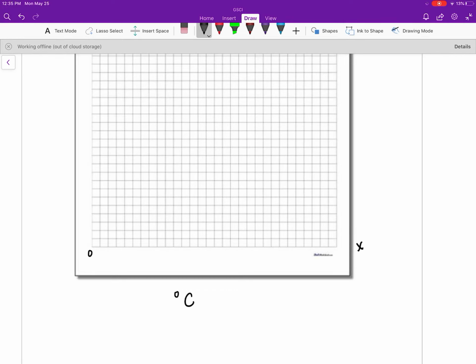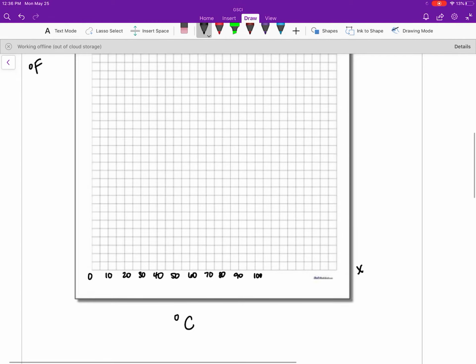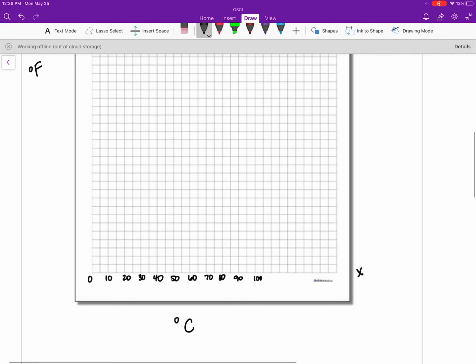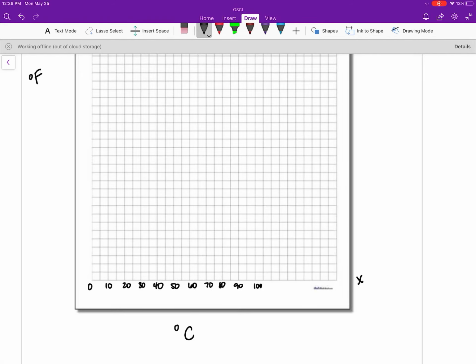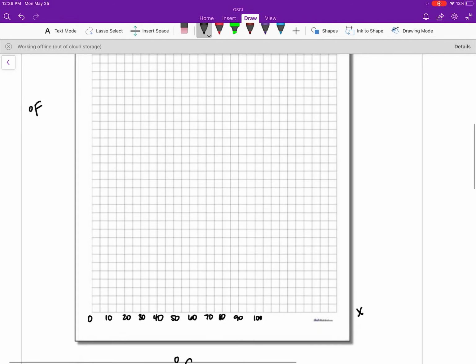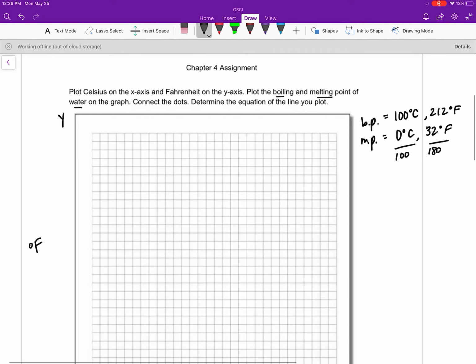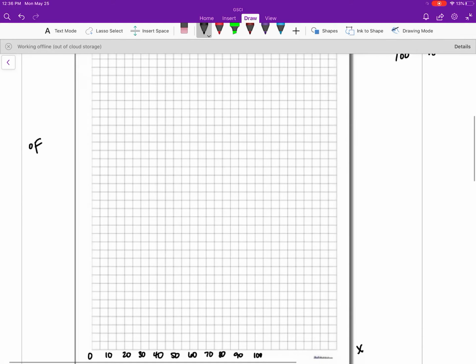So 5, 10, 15, 20, then we have 30, 40, 50, 60, 70, 80, 90, 100. So it doesn't use all of the graph, but it's really quite easy to see the differences. I'm using probably about 75% of my x-axis. So now I'm going to do the same thing for my Fahrenheit.